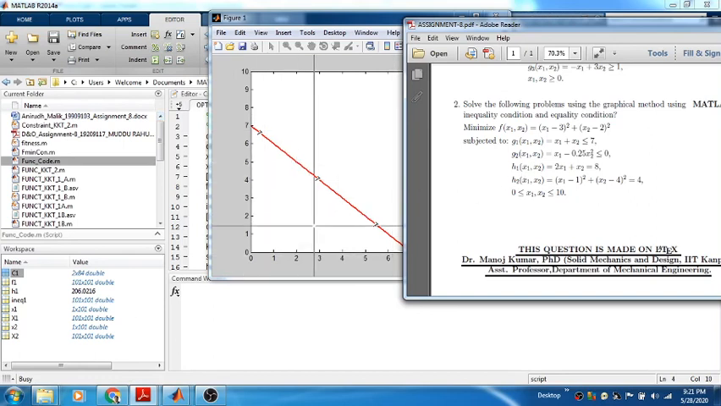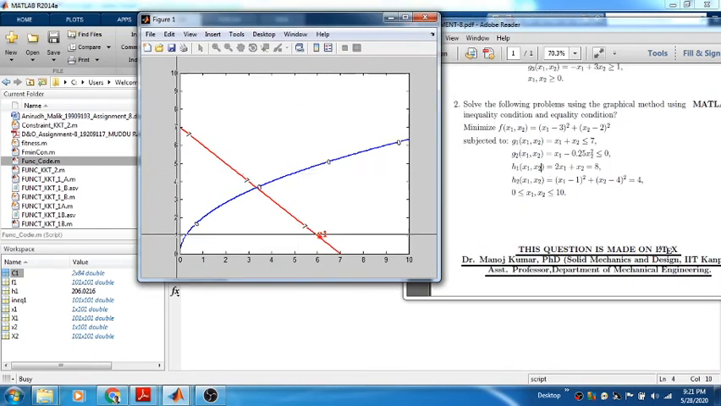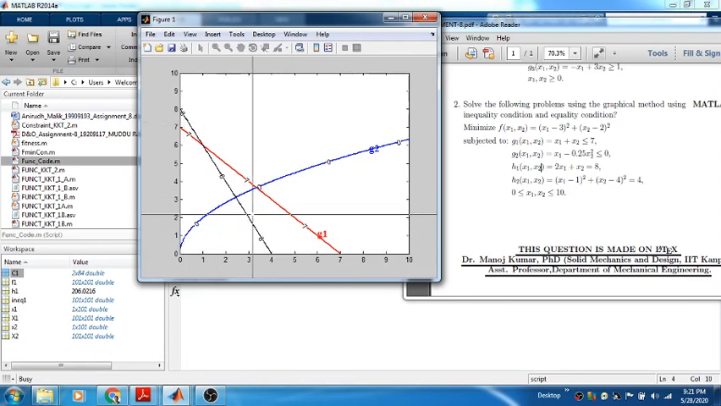Now next will be G2. I am keeping the name G1. You can see this is your G2. If you see, G2 is this one, and it is less than, that means the feasible region is this. Now the next will be H1. So this is your line. That means the solution must lie on this line. That is the most important part here. The solution must lie on this line.